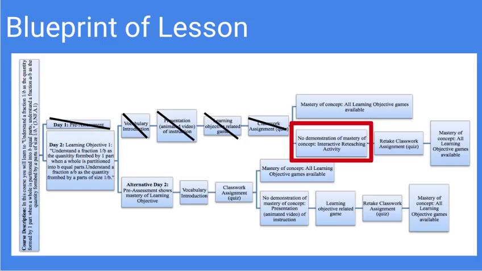The target set for mastery is that students must obtain a score of at least 70%. When students get their immediate feedback and they score less than 70%, they must complete 2 interactive reteaching activities.